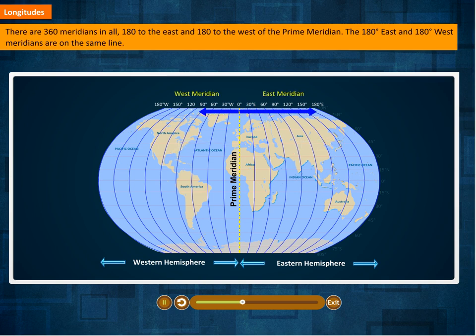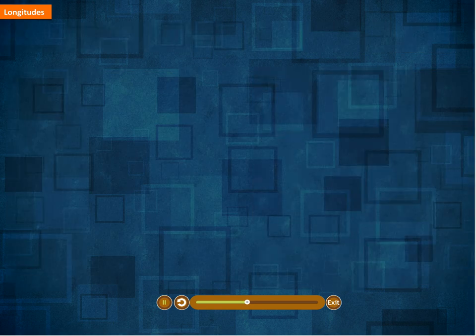There are 360 meridians in all, 180 to the east and 180 to the west of the prime meridian. The 180-degree east and 180-degree west meridians are on the same line.